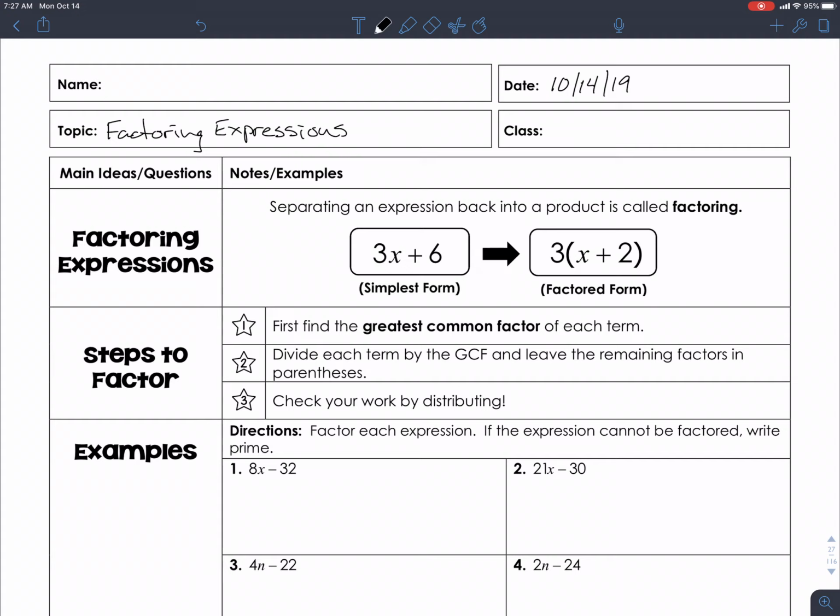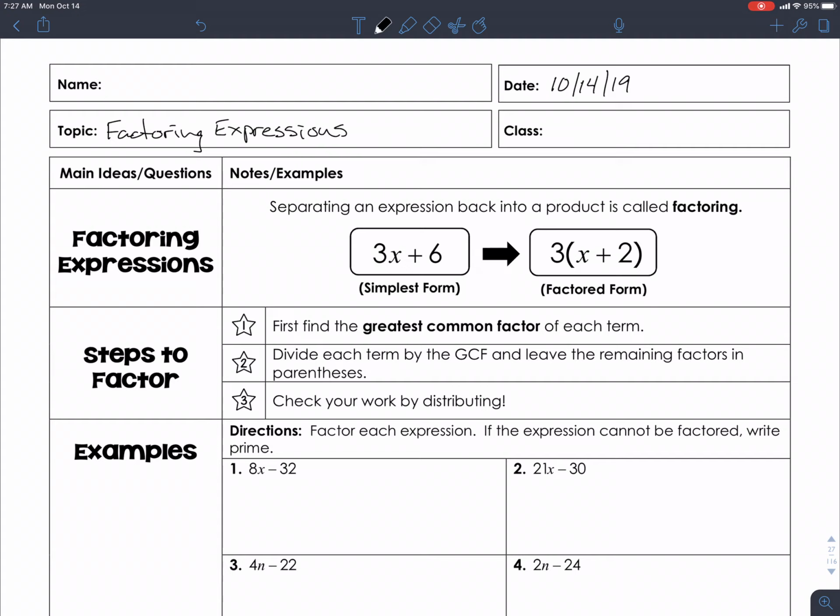Factoring expressions is the opposite of distributing. So we were distributing last time and multiplying a number outside the parentheses by everything inside the parentheses. Now we're going to do the opposite. We're going to undo that by dividing instead.